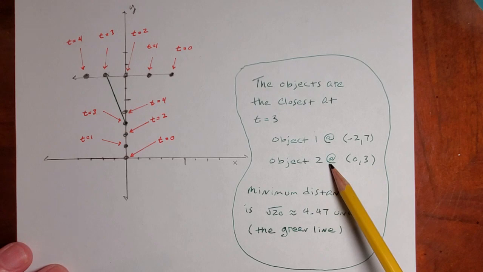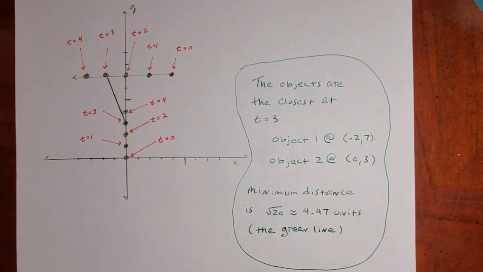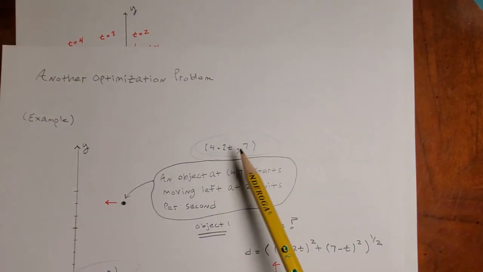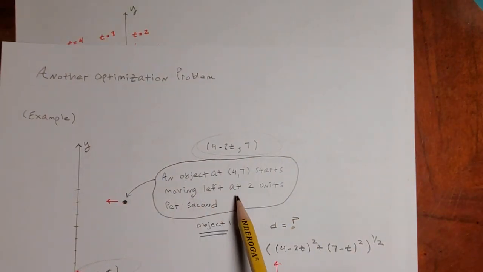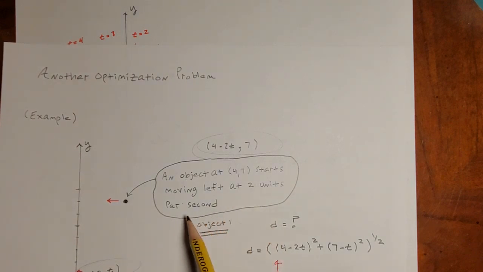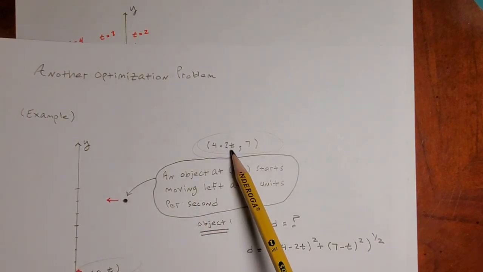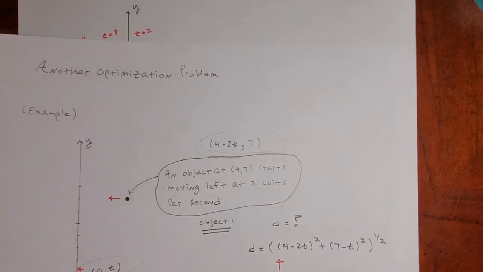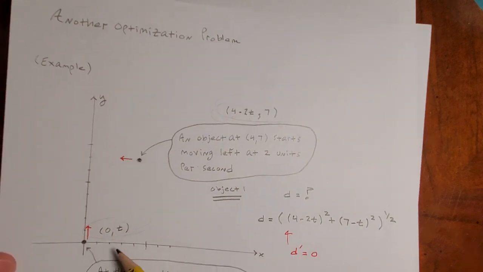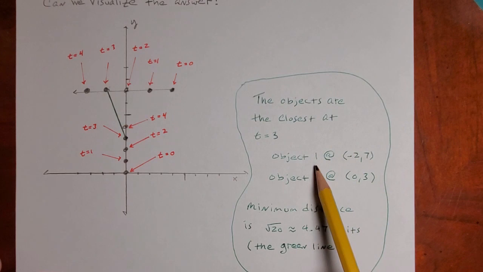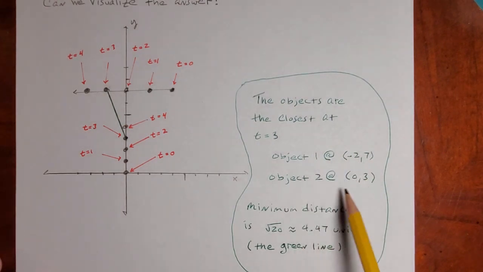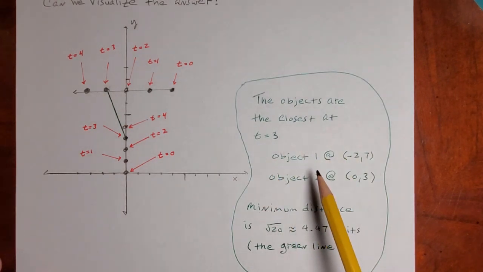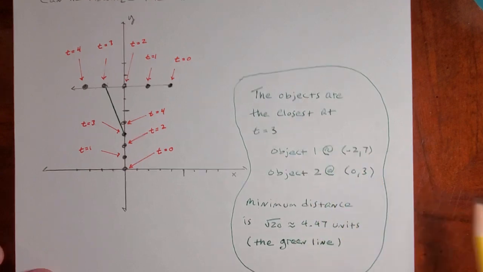Where are object 1 and 2? Well, we can go back to that original statement of the problem and figure it out. I mean, put 3 in here. Tell me if you move 2 seconds or 2 units to the left per second, where are you going to be at 3 seconds? You can put 3 in, right? You'll get -2 and 7. And here you'll get 0 and 3. Okay? So we could go back to these to figure out where they're going to be. So that first object will be at -2 and 7. The second one will be at 0 and 3. That's where they'll be. This is when they'll be closest. This is where they're each going to be.